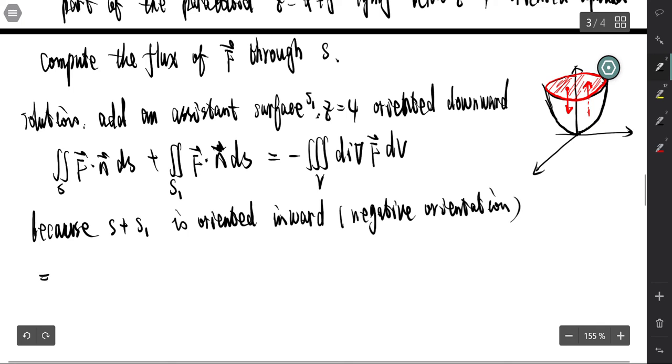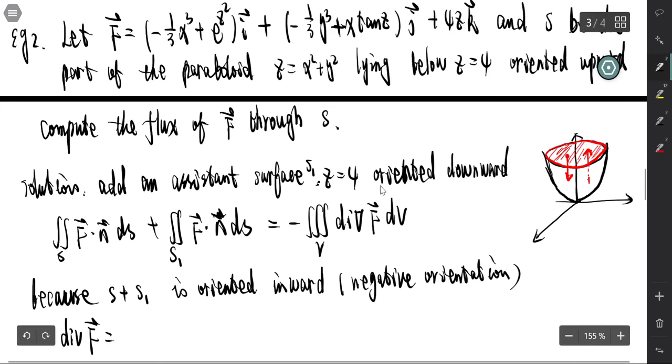So now we need to compute the right hand side, and after we evaluate it, we subtract the integration on S1 from both sides, then we get the integration on S. For the right hand side, first we need to find the divergence of F.